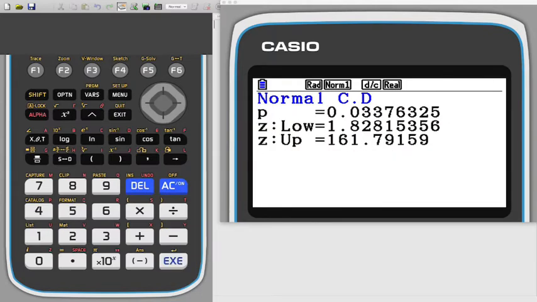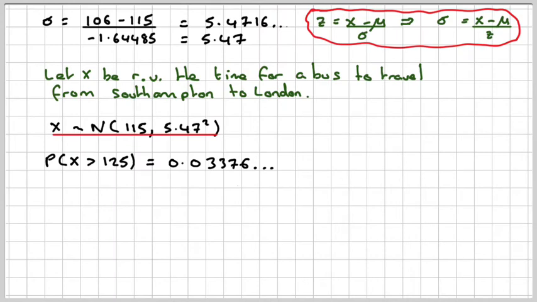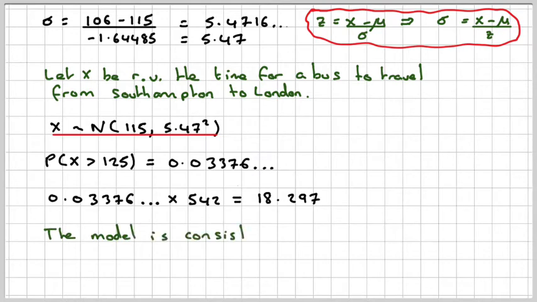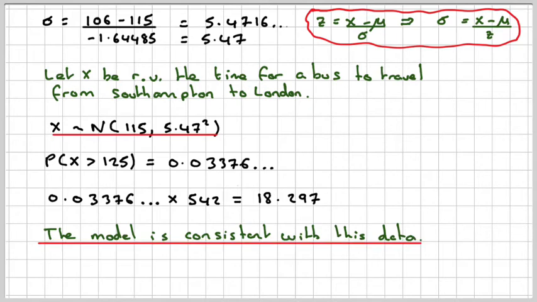Okay, and then you can see we got that value that we just got here before. Right, so if we multiply that probability by the number of bus journeys, which is 542, it gives 18.297. So that's very consistent because we were told that 18 buses. So it's consistent with the data.